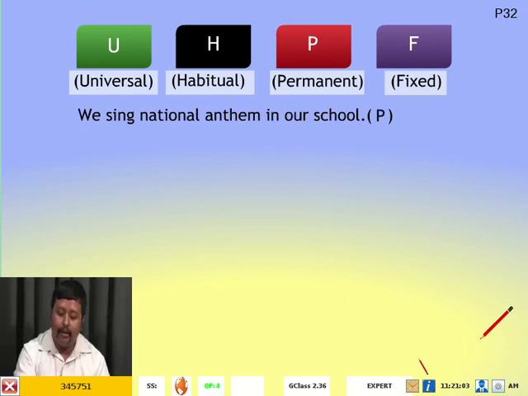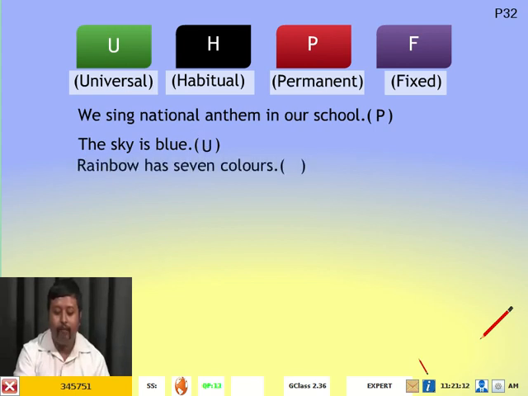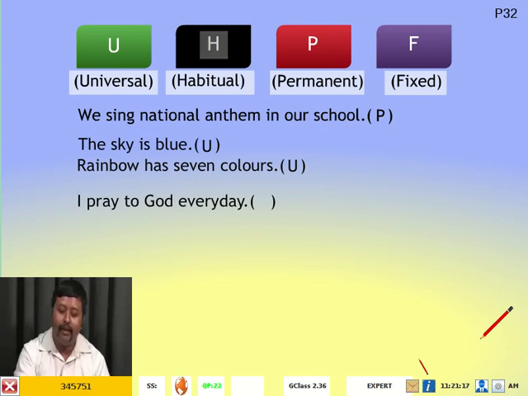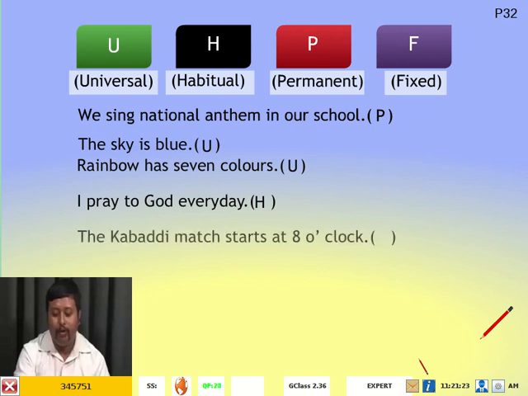Then next would be what? The sky is blue. What would be that? That's a universal thing. Then after that, what do we have? Rainbow has 7 colors. That's again a universal thing. Then I pray to God every day. Sorry, that would be a habitual thing. Then the kabaddi match starts at 8 o'clock. What would be that? Fixed.